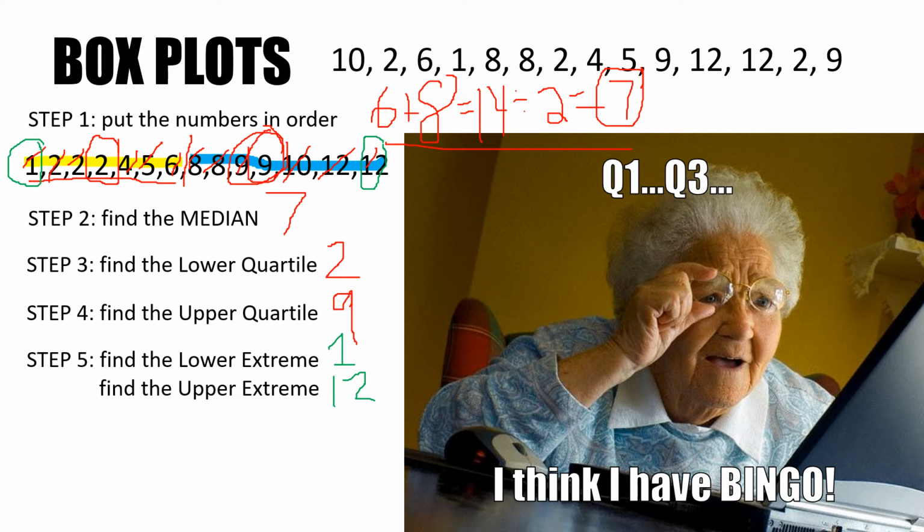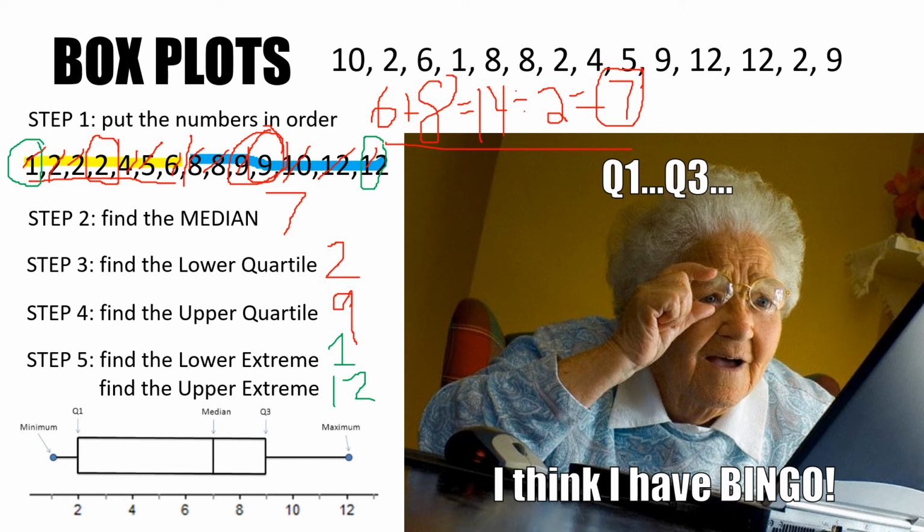So this is what it would look like. Here's our box plot. This box represents our interquartile range from here to here. 50% of your data falls in this box. Here's your lower extreme, which was at 1, your upper extreme, which is at 12, our median was here at 7, and our Q3 or upper quartile was here at 9, and our Q1 was here at 2.